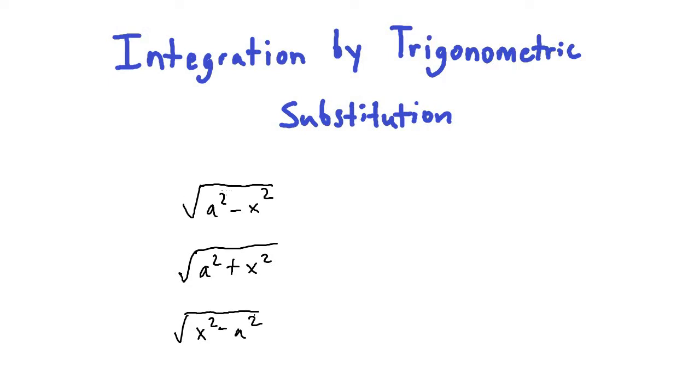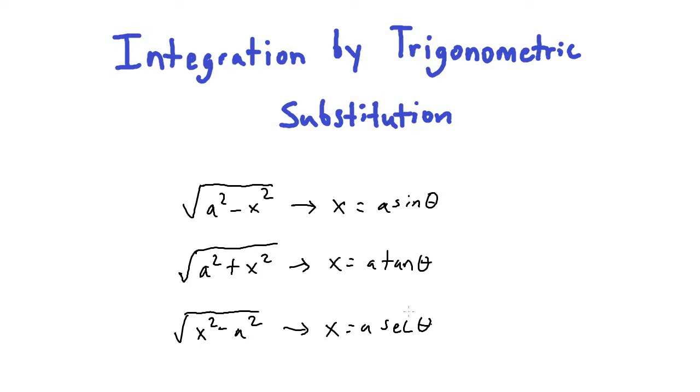When you find the square root of a squared minus x squared inside the integral, you're going to use a substitution where x is equal to a times sine of theta. When you have the square root of a squared plus x squared, you're going to use a substitution x equals a tangent of theta. And when you have the square root of x squared minus a squared, you're going to use a substitution where x equals a secant of theta. The reason we do this substitution is so that we can get rid of the square root and make it easier to integrate.